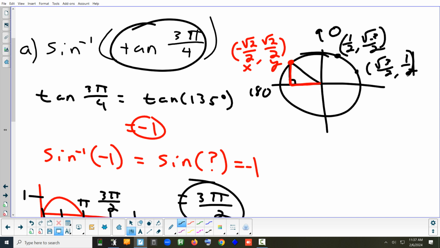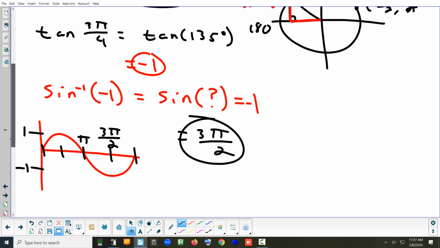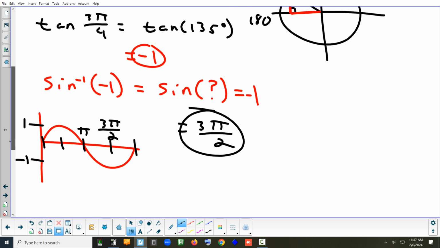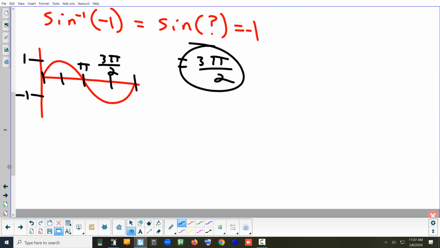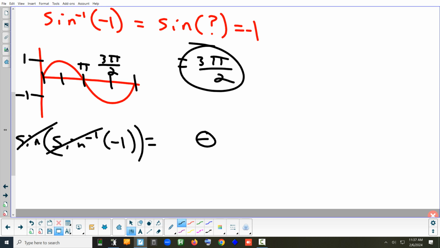Could you explain how you changed inverse sine of negative 1 to sine of something equals negative 1? So I know that when I do the inverse sine of negative 1, it's inverse trig, so I'm going to get an angle. Now take the sine of both sides. That cancels. So now the sine of something equals -1.